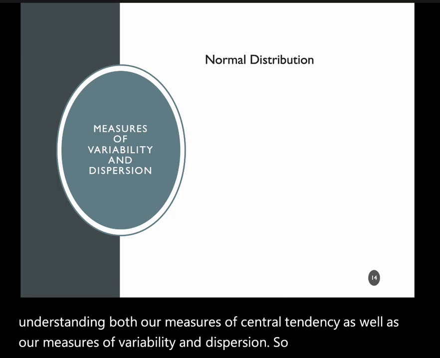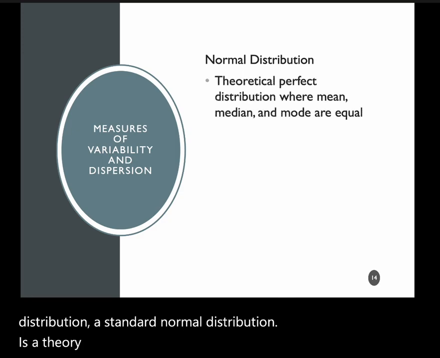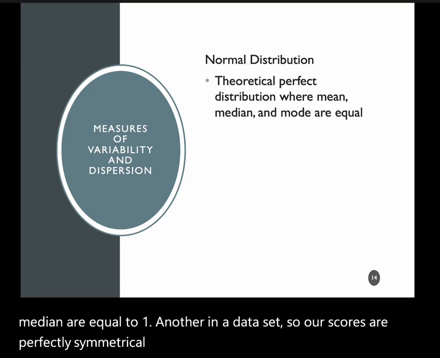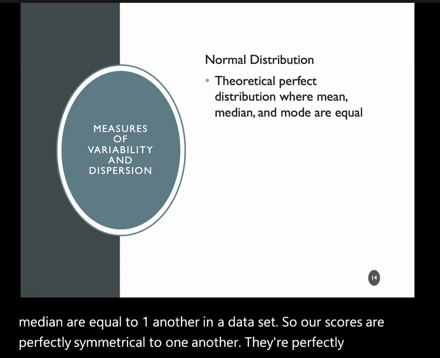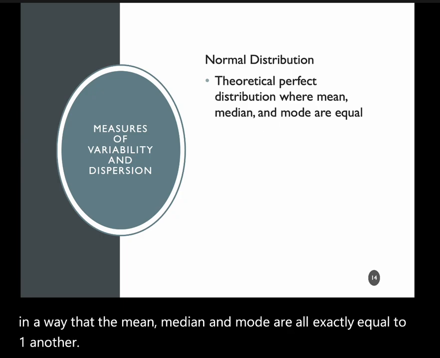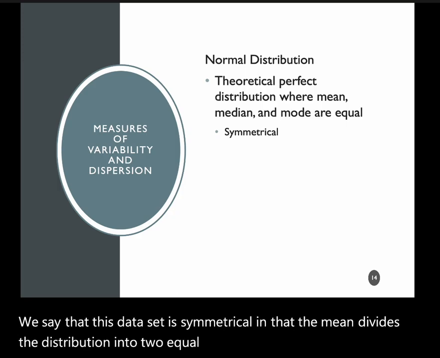So a normal distribution, a standard normal distribution, is a theoretical perfect distribution where the mean, mode, and median are equal to one another in a data set. So our scores are perfectly symmetrical to one another. They're perfectly distributed in a way that the mean, median, and mode are all exactly equal to one another. We say that this data set is symmetrical in that the mean divides the distribution into two equal halves that are exactly the same on both sides.